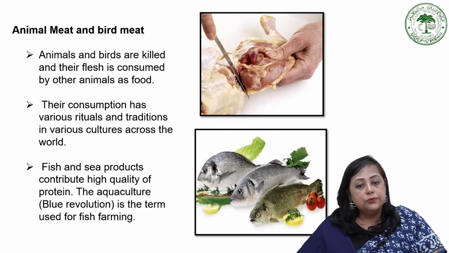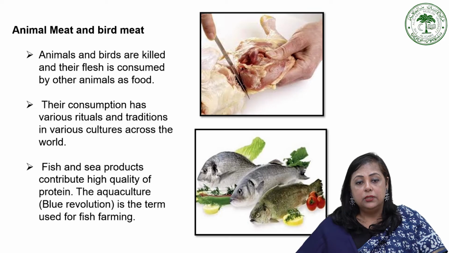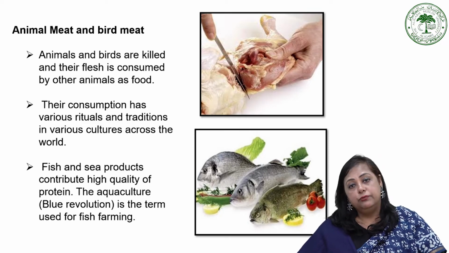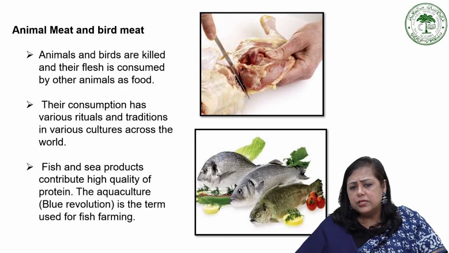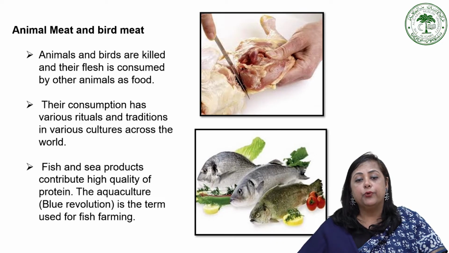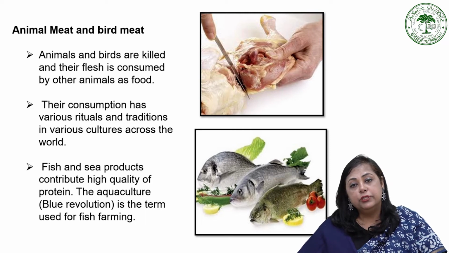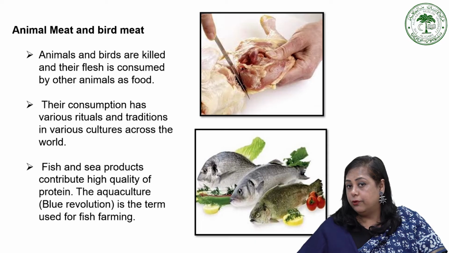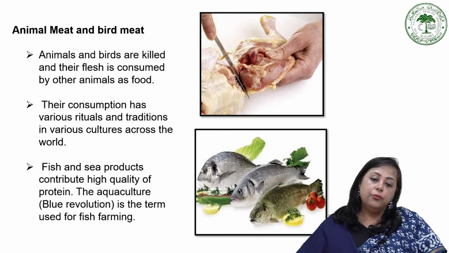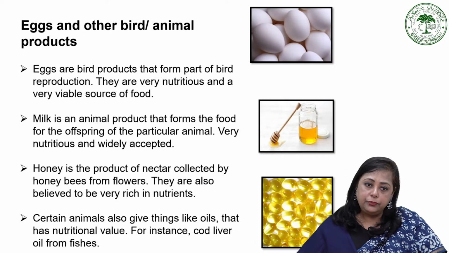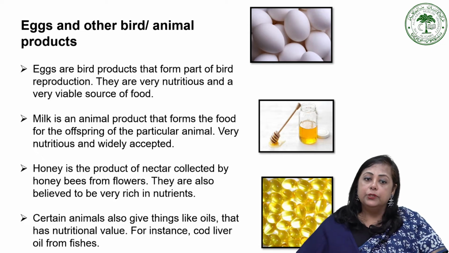Their consumption has various rituals and traditions in various cultures across the world. And fishes and sea products contribute high quality protein. Aquaculture, the blue revolution, is the term used for fish farming, and for crop farming, it's the green revolution.